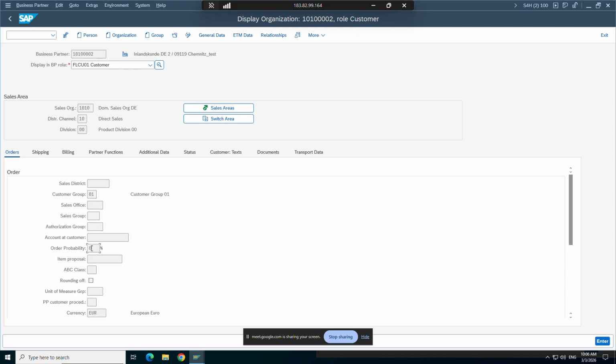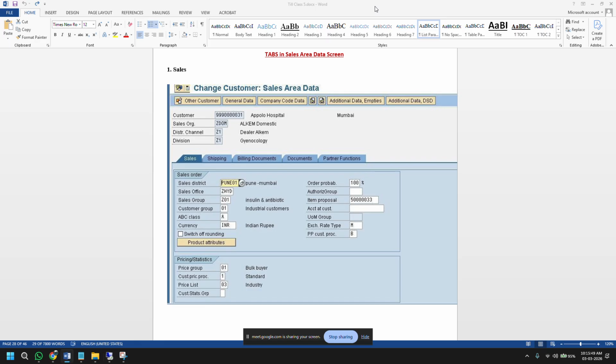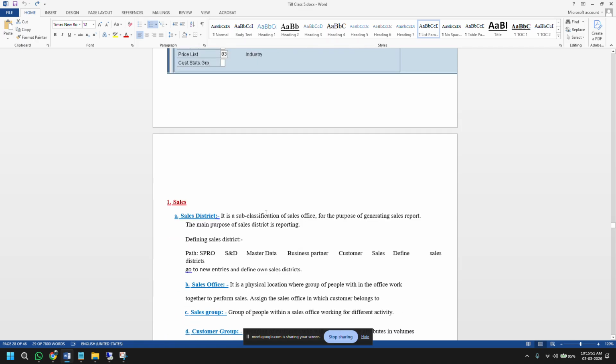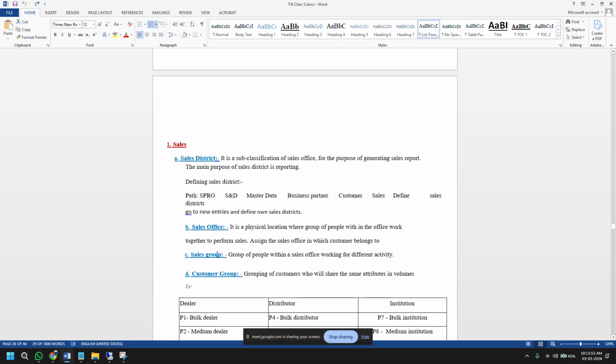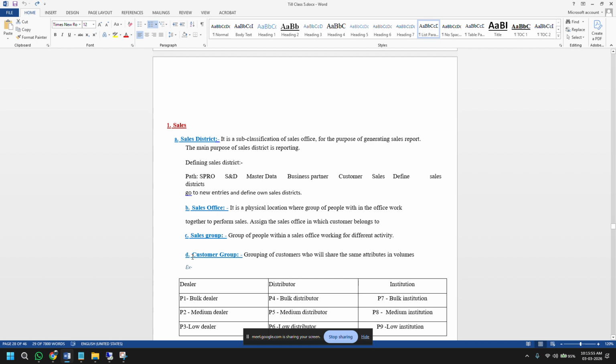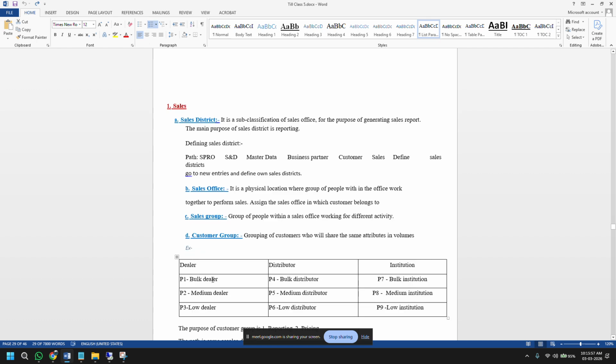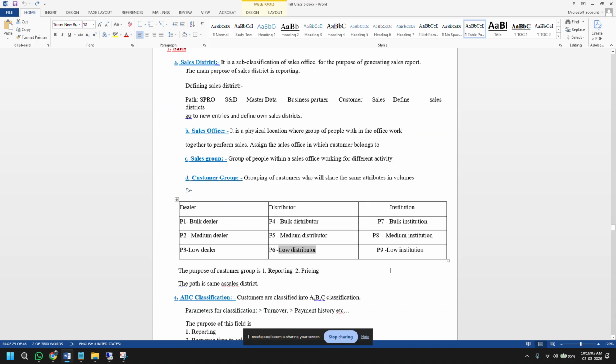Now this is something which is important. Let's go to the document, because there it has covered all those fields. So see sales district, sales office. These all you can maintain. Customer group, you see bulk, maybe you can maintain like this bulk customer, low dealer, low distributor. These all you can maintain. But where will these fields be helping you? These fields will help you in pricing as well.